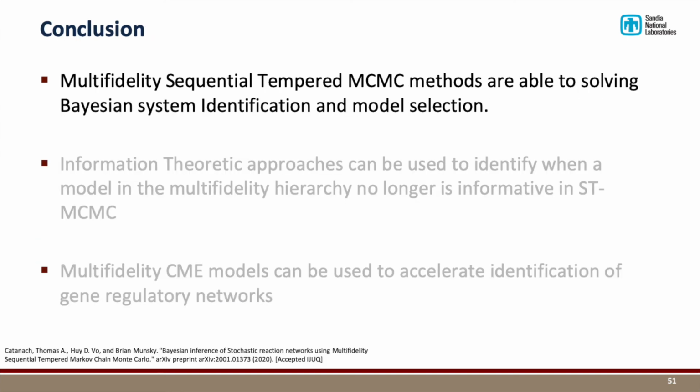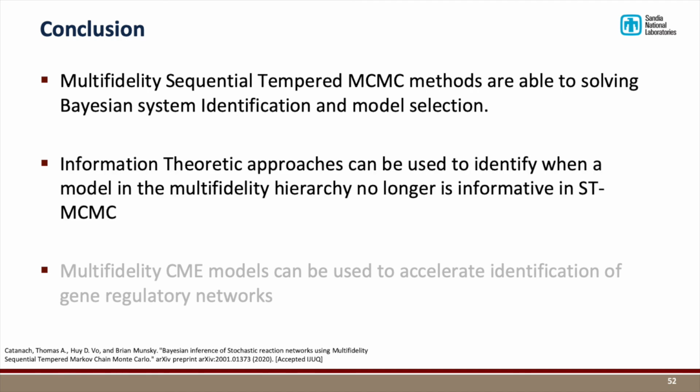In this talk, I've described multi-fidelity sequential tempered Markov Chain Monte Carlo, which is a way of integrating a multi-fidelity hierarchy into a sequential Monte Carlo algorithm for solving Bayesian inference problems and Bayesian model selection problems. This model fidelity hierarchy is used to accelerate sampling by using a lower fidelity but also lower cost model at the initial stages of the sequential tempered Markov Chain Monte Carlo algorithm, where the algorithm is trying to converge to the posterior distribution. Once sampling the posterior, the higher fidelity models can be used.